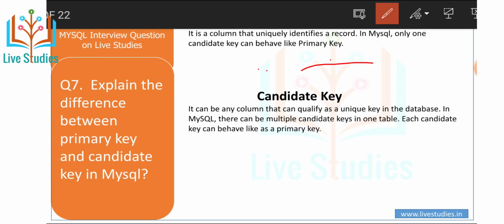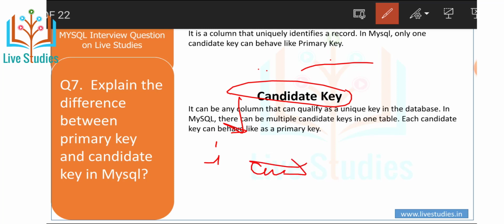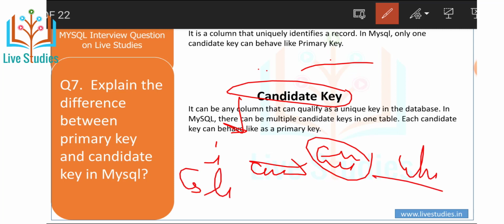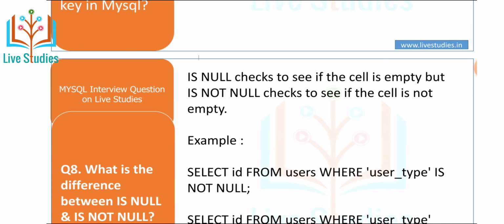Okay, multiple candidate keys belong in a single table, right? But each candidate key behaves like a unique key, like a primary key. Okay, moving to another question.